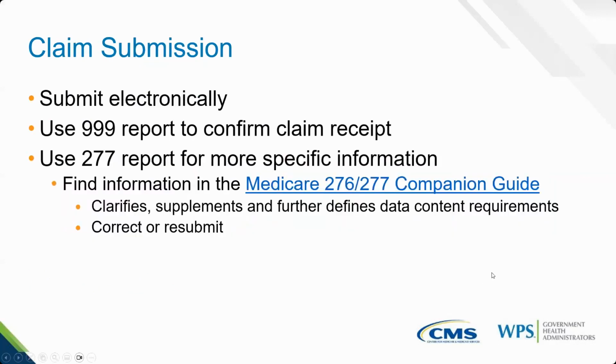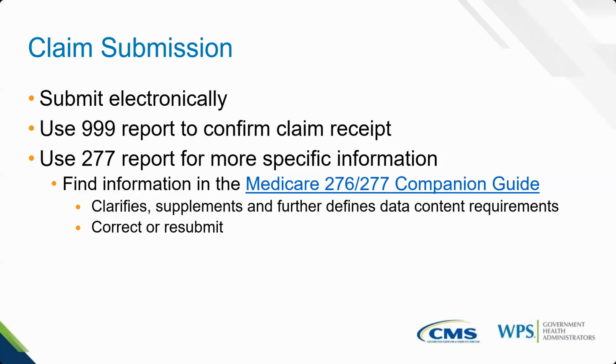This slide actually provides a description of claim submission. Most providers submit electronic claims. Very few providers actually qualify for a waiver under a law that prohibits Medicare payment of services or supplies when a provider does not bill to Medicare electronically. So in order to confirm claim receipt, providers should use the 999 report, and the provider should use the 277 report, which provides more specific information.